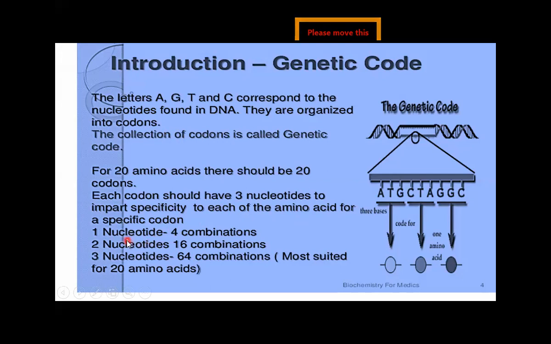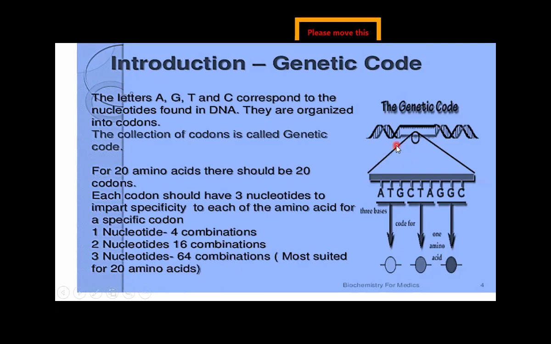If we take one nucleotide, then it will show 4 combinations. If we take 2 nucleotides, it will show 16 combinations. If we take 3 nucleotides, it will show 64 combinations. That is the most suited for 20 amino acids.